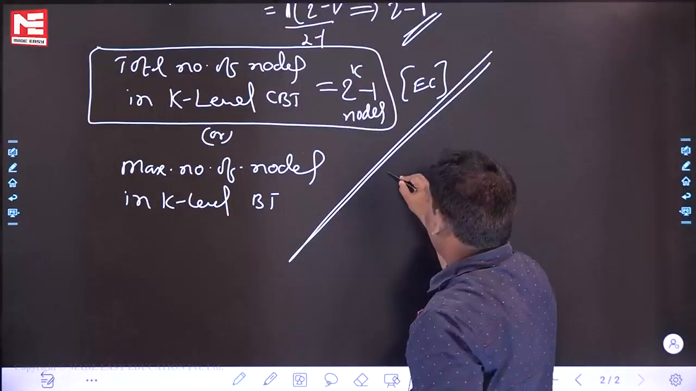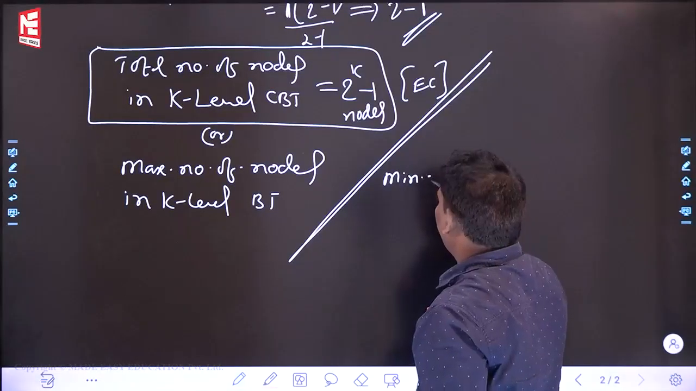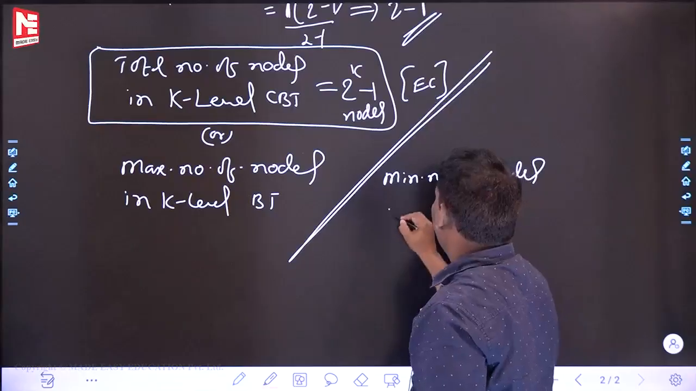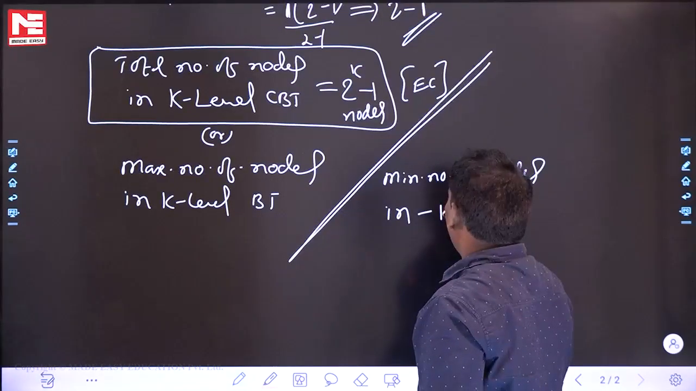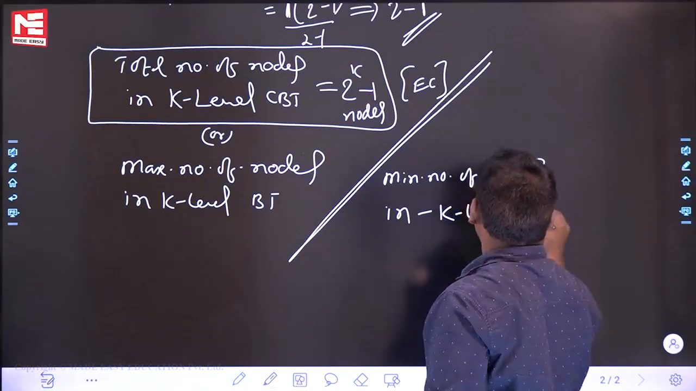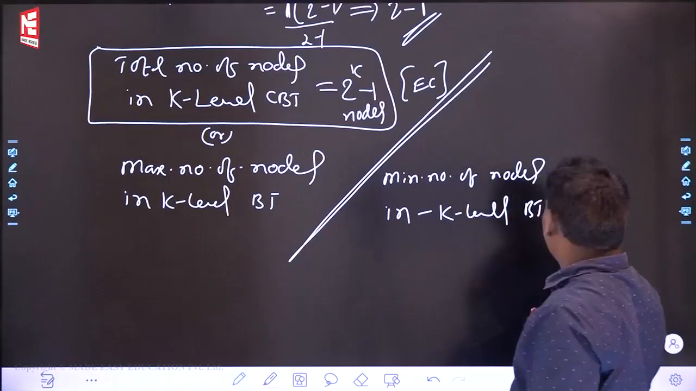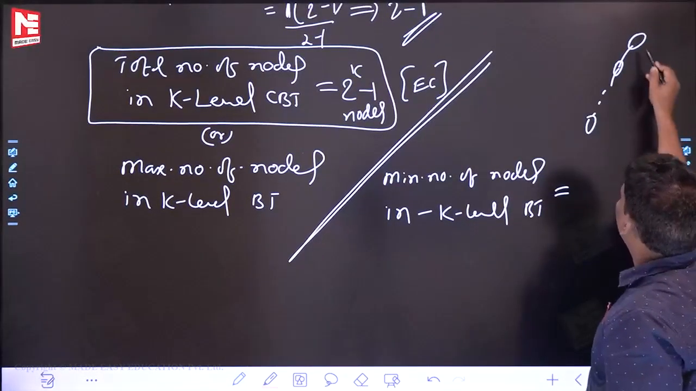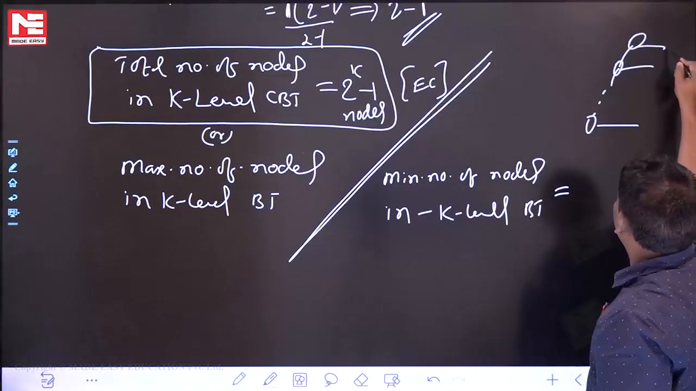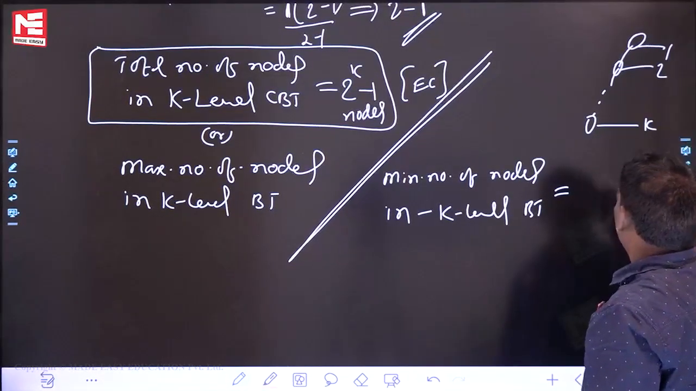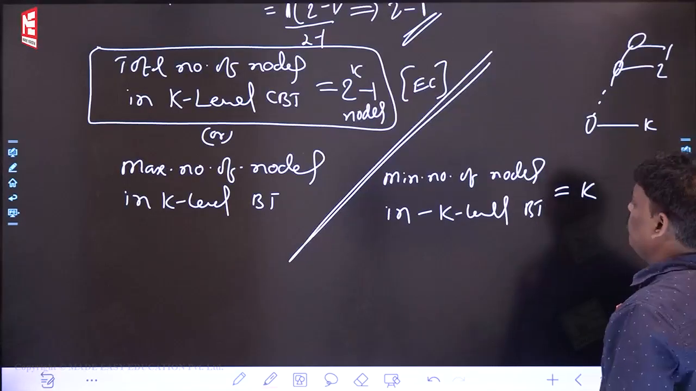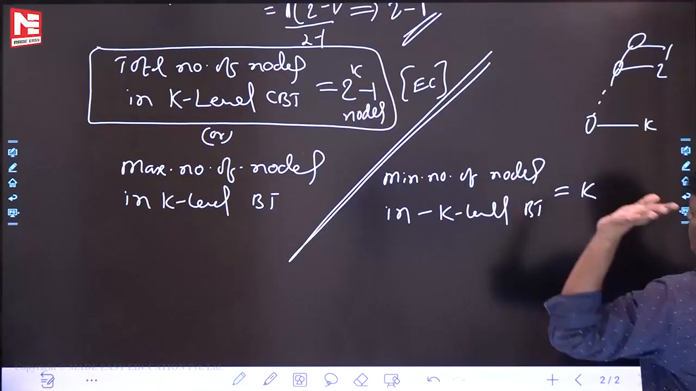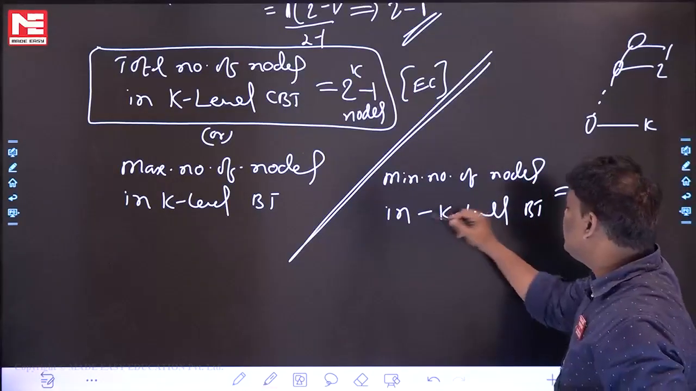Check here. Minimum number of nodes in K level binary tree. What is the answer? Because of K levels, every level keeps 1, 1, 1, like that, K times. So the answer is K: the minimum number of nodes in a K level binary tree is K. Next one, minimum number of nodes in K level complete.